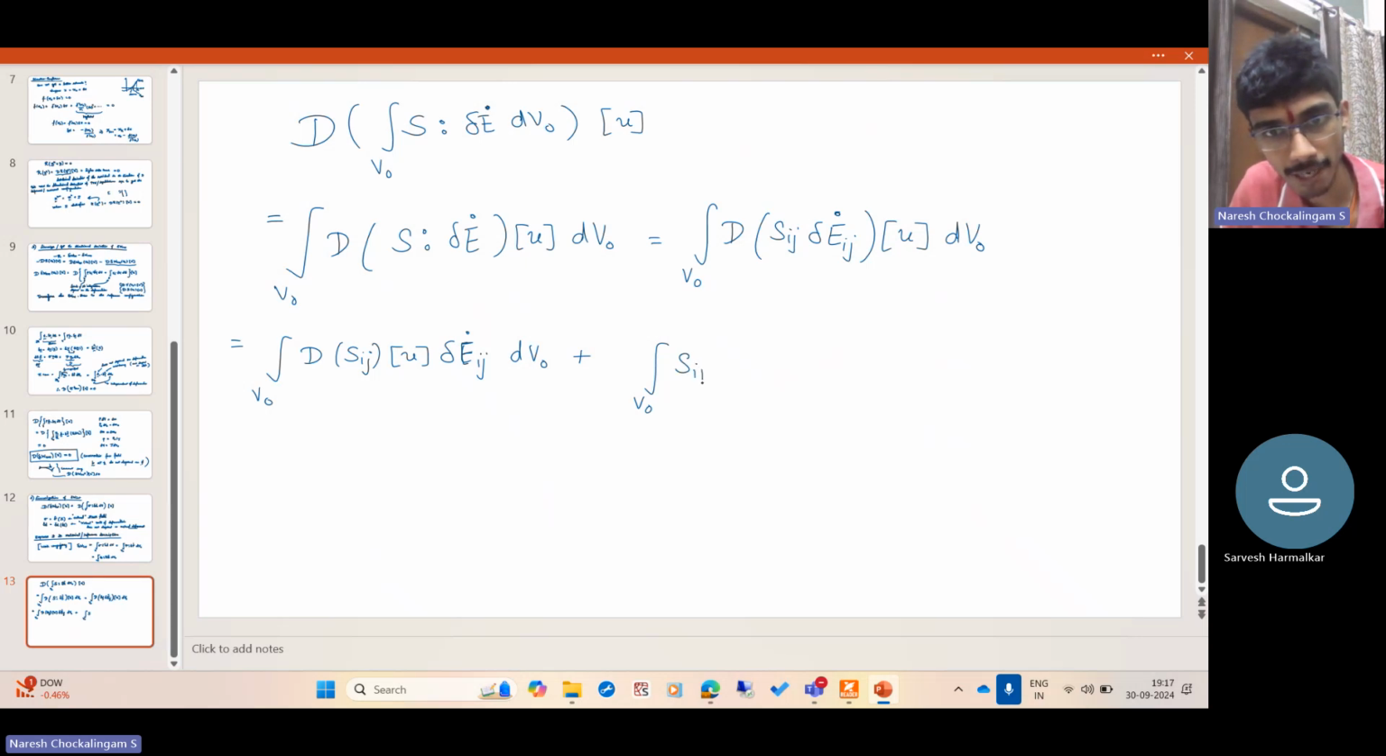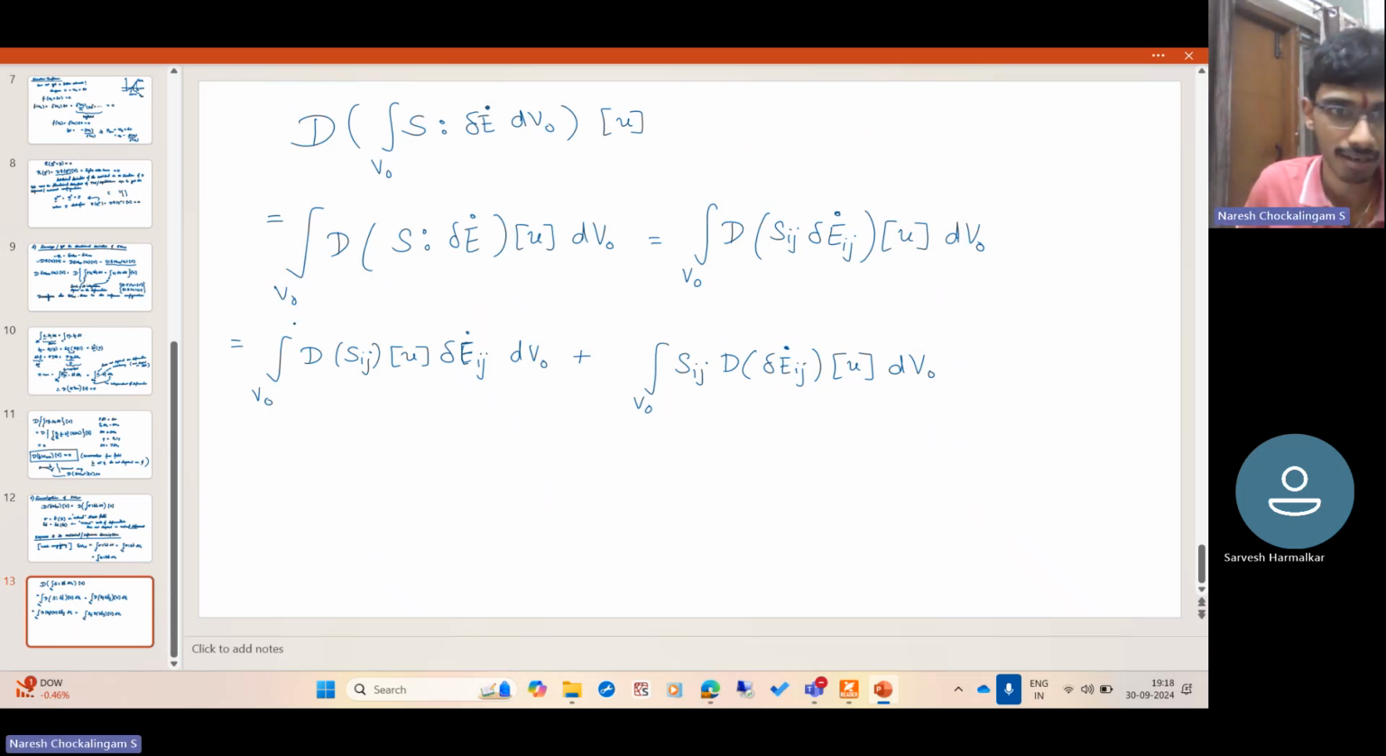plus the integral of the second term. Now keep S_ij constant and take the directional derivative of the virtual rate, the material time derivative of the virtual Green-Lagrange strain tensor, in the direction u, dv naught. So this is the directional derivative of the internal virtual work done in the direction u, where u is some correction, some displacement.